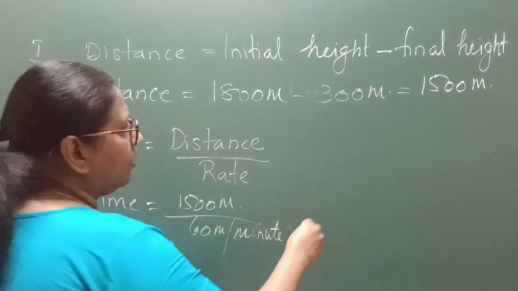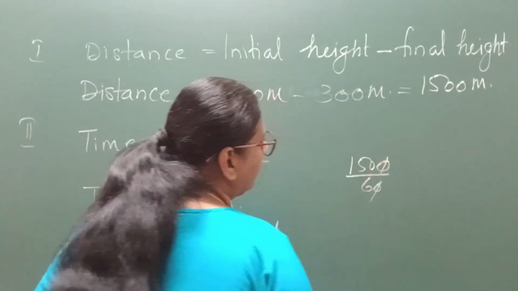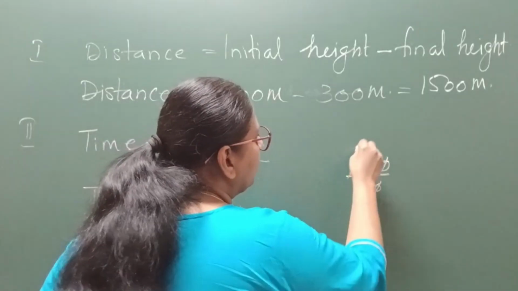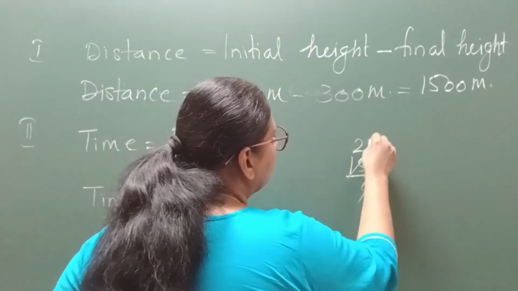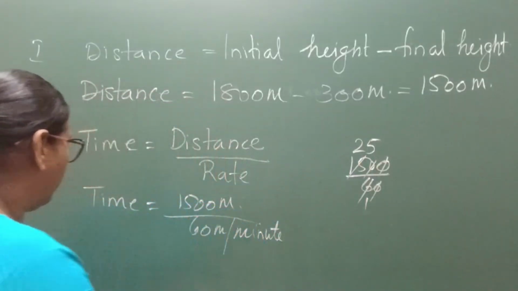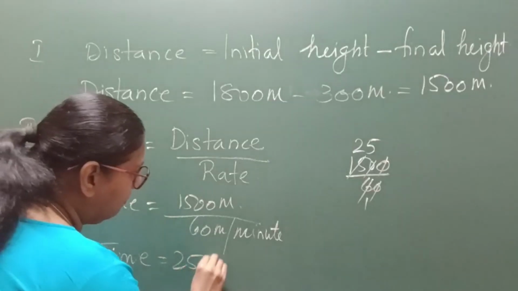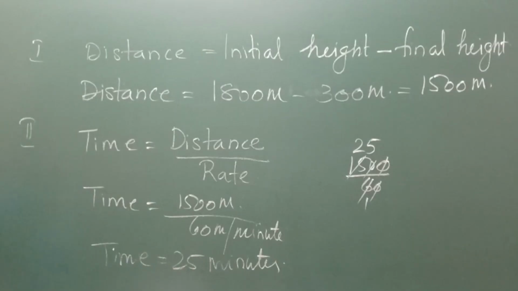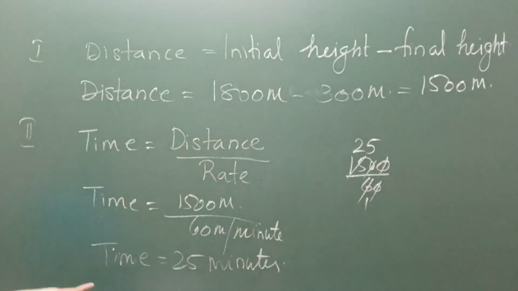So 1500 upon 60. The zeros cancel. Now 6 ones are 6, 6 twos are 12, remaining 3, 30. So 6 fives are 30. So time is equal to 25 minutes. The time the plane took to descend from 1800 meter to 300 meter is 25 minutes.